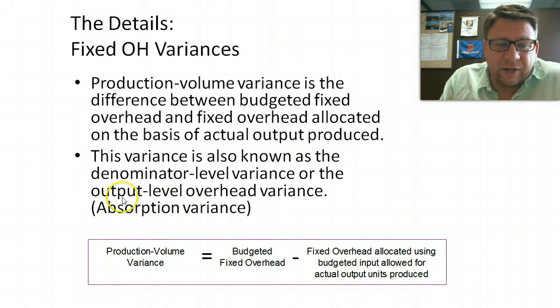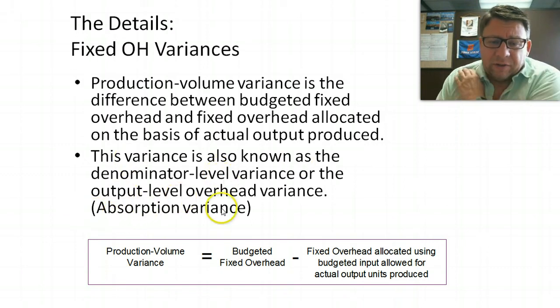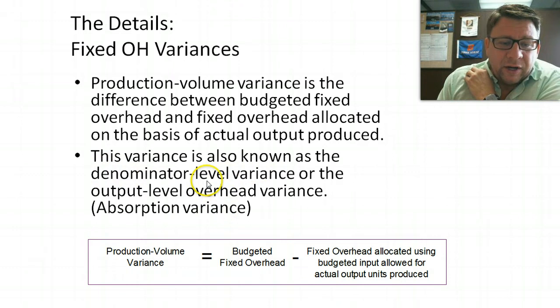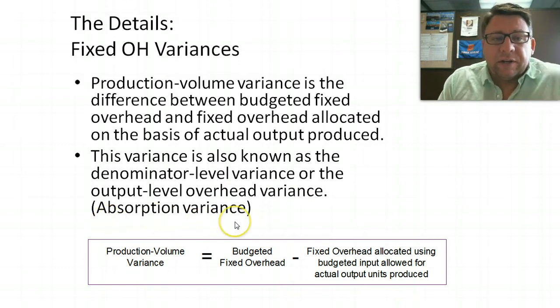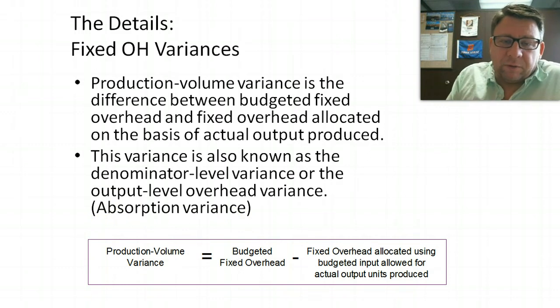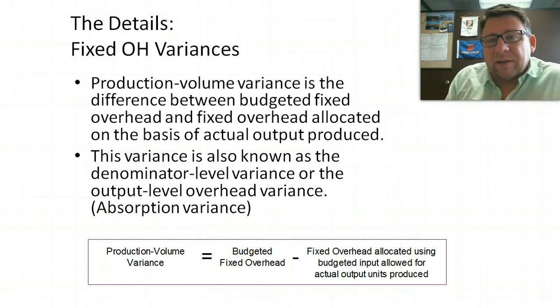There are a few terms here, and a couple of these I've never heard: denominator level variance or output level overhead variance. I've never heard those two terms. The term that I've commonly heard in practice is absorption variance, so the production volume variance might sometimes be referred to as an absorption variance.